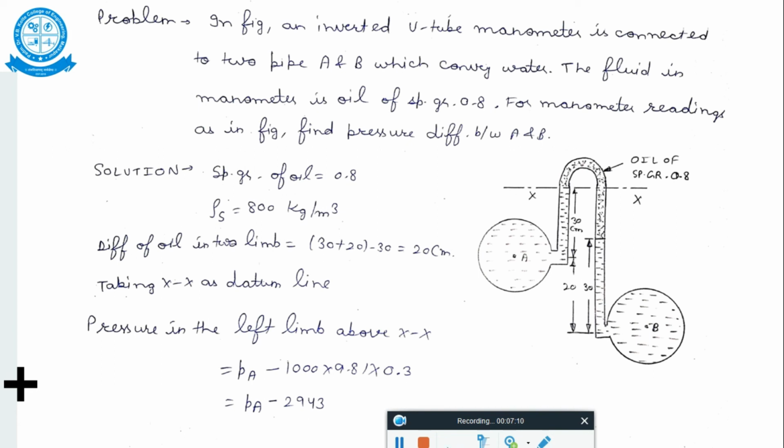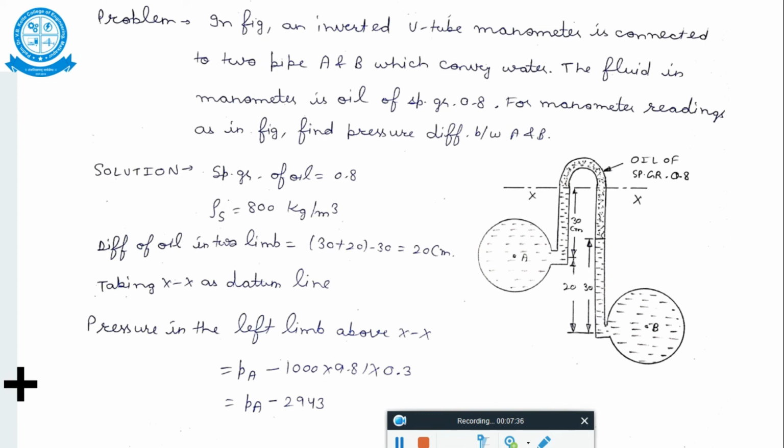So see the next numerical now. In the figure, an inverted U-tube manometer is connected to pipes A and B which convey water. The fluid in the manometer is oil of specific gravity 0.8. For the manometer reading as in the figure, find the pressure difference between A and B. So we have to calculate the pressure difference PA minus PB.